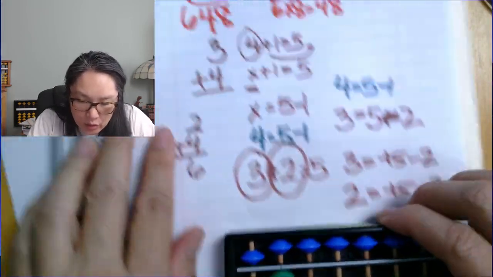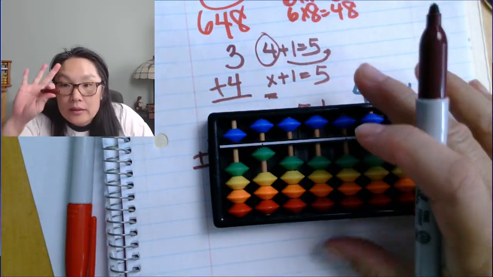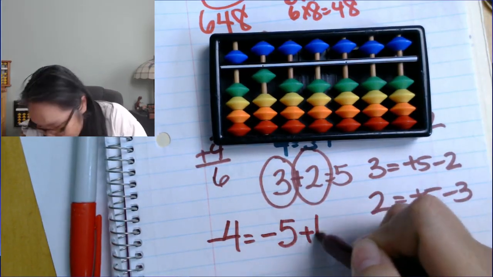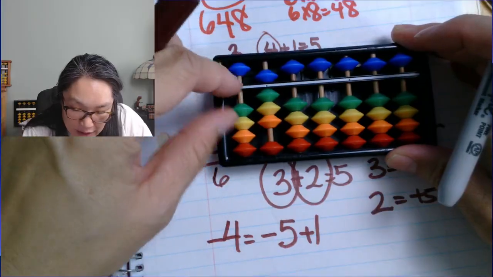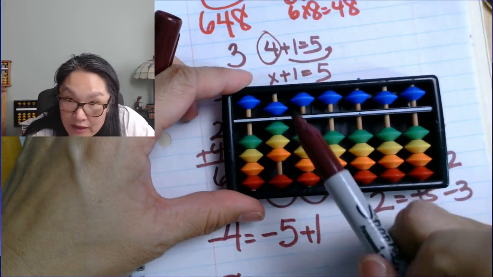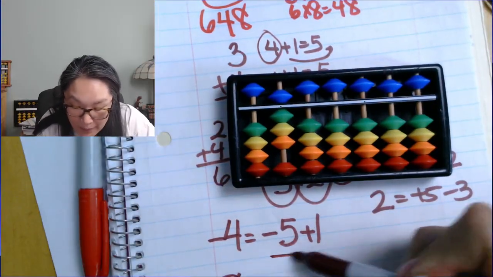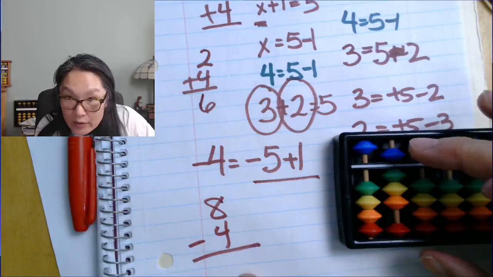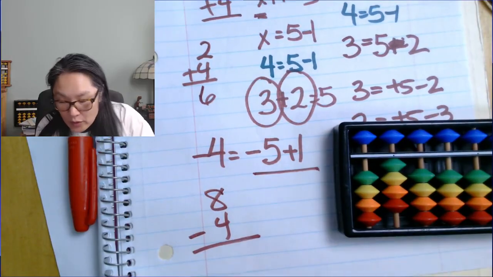So here, we want to do a 4. Well, how do I minus the 4? Same thing, but the operators are different, right? Minus the 4 is equal to minus the 5 plus the 1. My question is 8 take away 4. If I do 8 take away 4, there's not enough beads to take away the 4. Because there's not enough beads, what do I do? I minus the 5. So I take away the 5 and I add the 1. So then my answer is 4.